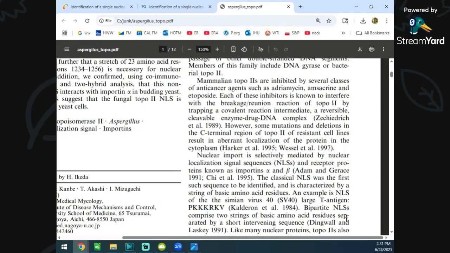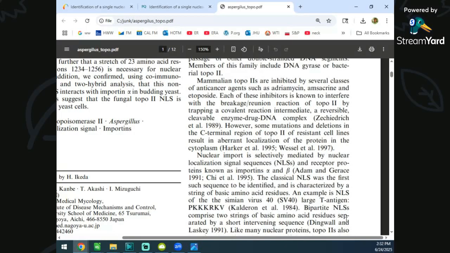Mammalian topo-2 are inhibited by several classes of anti-cancer agents such as adriamycin, amsacrine, and I have no idea what that is. Okay, etoposide. Hopefully I pronounced those all right. Etoposide is the way we normally pronounce it. Oh, okay. Ashraf and Jodabis have worked with etoposide.